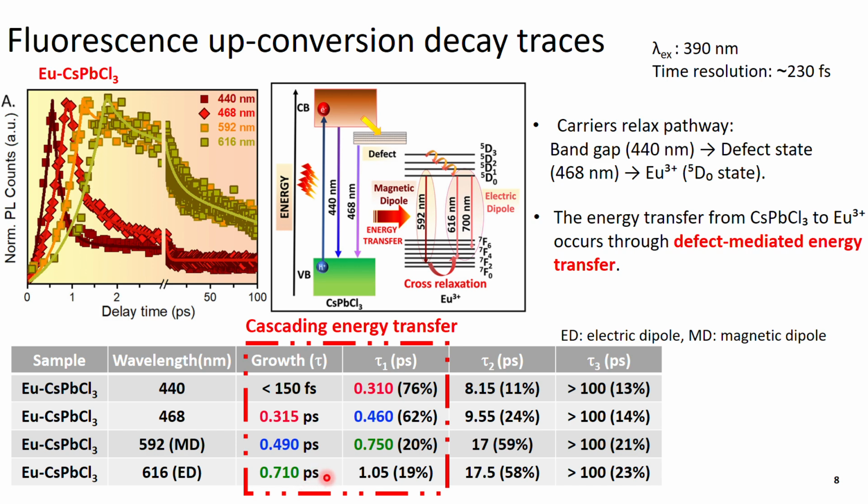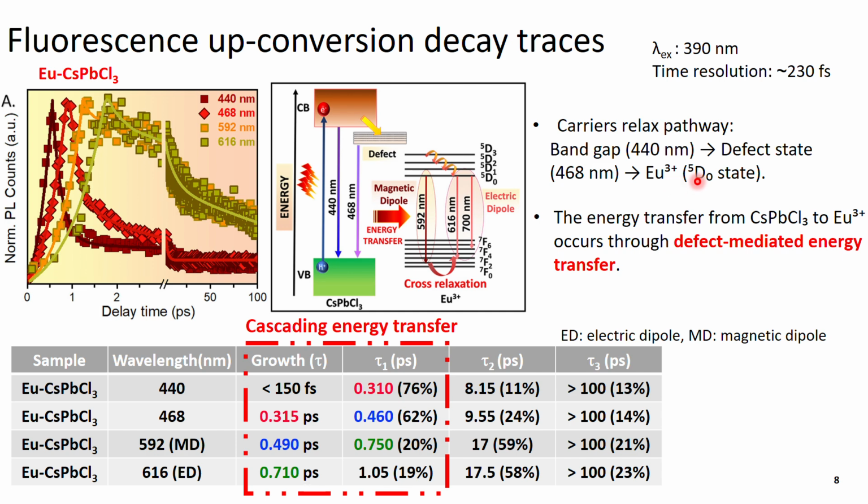growth. So by this time constant, we can see they have a cascading energy transfer between the perovskite nanocrystal and the europium ion. So by this, we make the energy transfer pathway like this. The relaxation pathway is first at the bandgap and then goes to the defect state and goes to the europium ion to do the intra-transition.